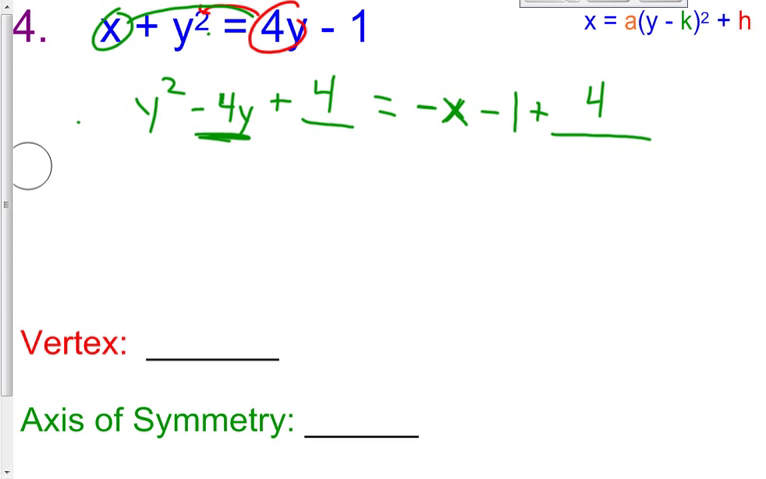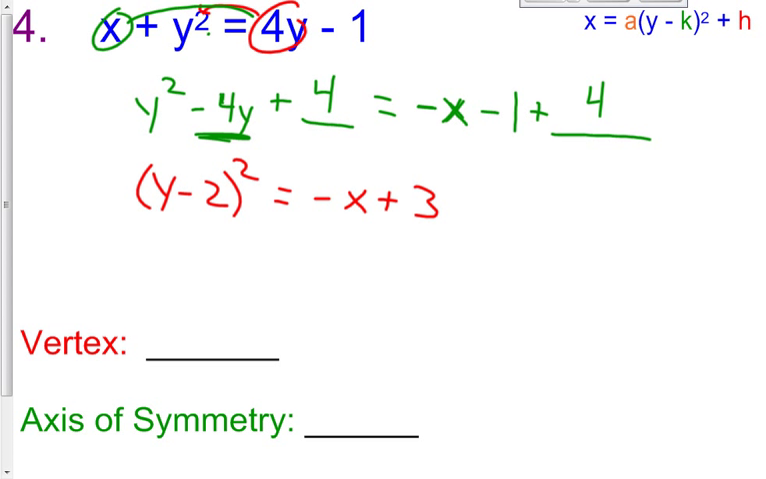Moving onward, on the left I now have a binomial squared. It's y minus 2 times y minus 2, or y minus 2 quantity squared. On the right side, I have a negative x with a positive 3.